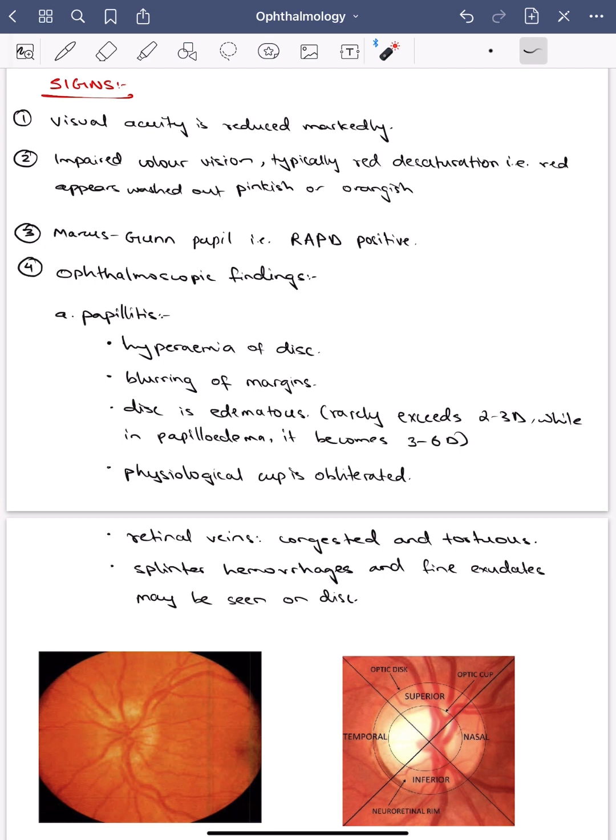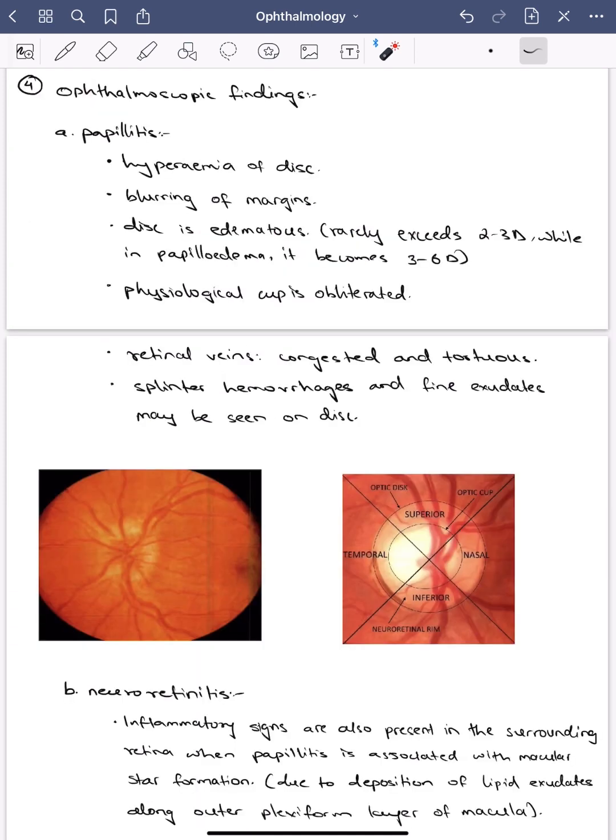So we've discussed in the symptoms that there is visual loss, and hence the first sign is that the visual acuity is reduced markedly. Another symptom we discussed is impairment of color vision, and this is the second sign. Typically there is red desaturation, that is the patient sees red as washed out or pinkish or orange in color. Third is the presence of Marcus Gunn pupil, that is the relative afferent pupillary defect is positive. Next is the ophthalmoscopic findings in optic neuritis.